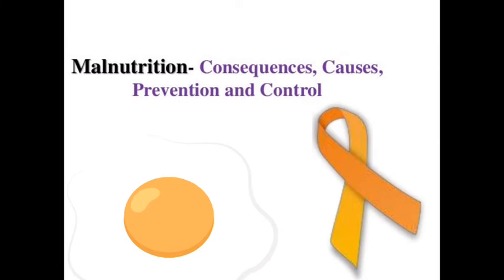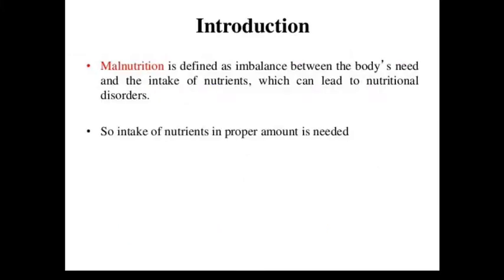Now let's move on to malnutrition, under which we are going to study about its consequences, causes, preventions and control. So what is malnutrition? Malnutrition is defined as imbalance between the body's need and the intake of nutrients, which can lead to nutritional disorder.